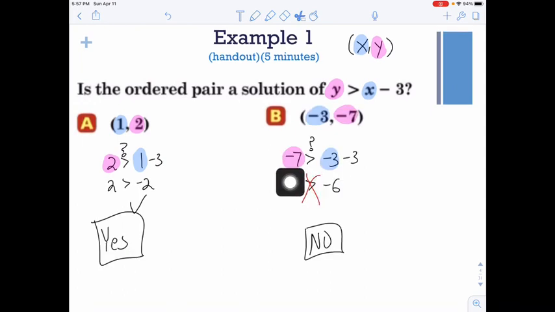So we would say yes, (1, 2) is a solution of y is greater than x minus 3. For part B, we have -7 as our y value and -3 as our x value. -3 minus 3 gives us -6, and -7 is not greater than -6. So we would say no, (-3, -7) is not a solution of y is greater than x minus 3. Again, remember this first inequality has a question mark above it because we aren't sure yet if it's true, and in this case, it ended up not being true.